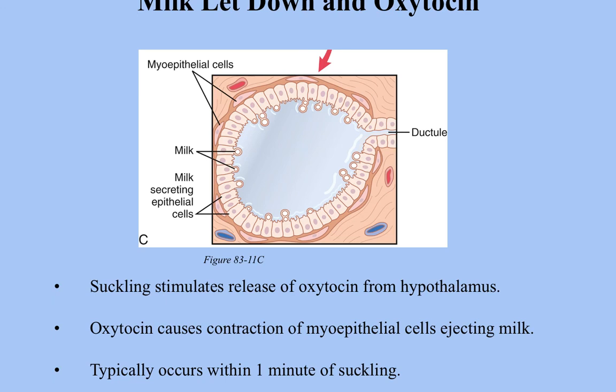So the baby suckling on the nipple stimulates the release of oxytocin from the hypothalamus. Oxytocin goes back to the ducts around the breast and stimulates myoepithelial cells, smooth muscle cells, to contract and squirt milk out into the baby, and that will continue to happen until the baby is done feeding. This typically occurs within 1 minute of suckling to keep a steady flow of milk coming.